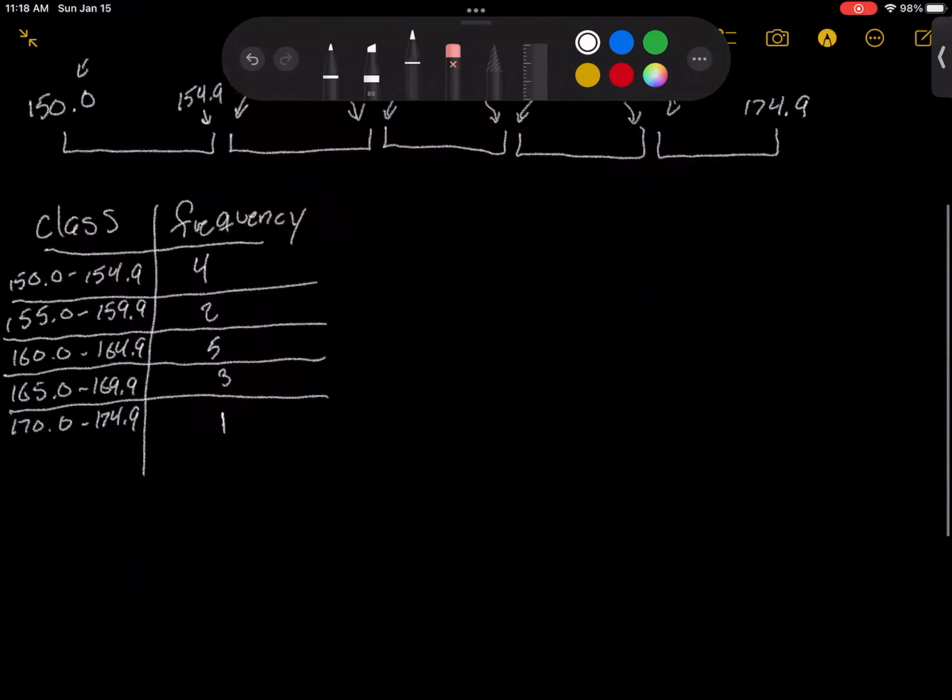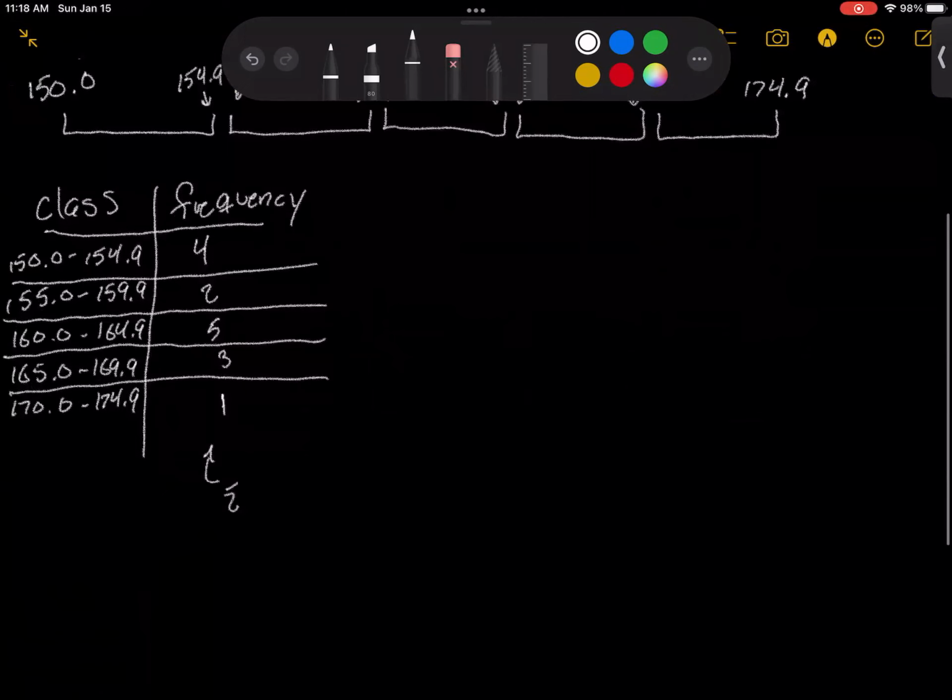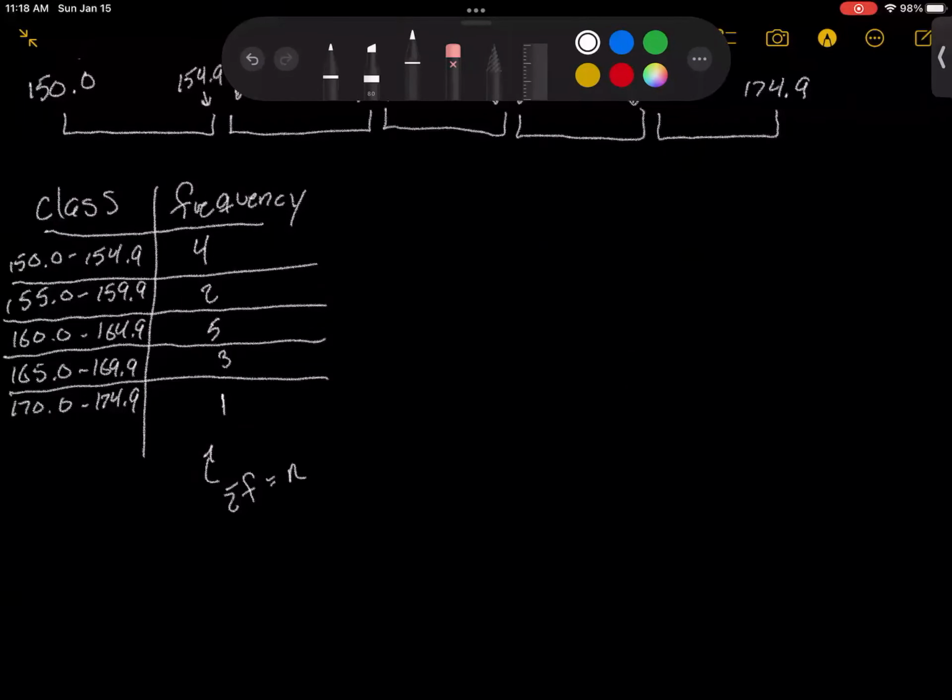So if we did our job right, the sum of the frequencies should be equal to the total number of data points that we have. So I should get 15 here. If I add 4 and 2, I get 6. And then I add the 5, I get 11. I add the 3, I get 14. And then I add that 1, I get 15. So all of my data is accounted for. So this is a frequency distribution for our data.